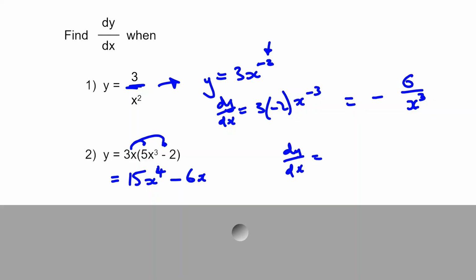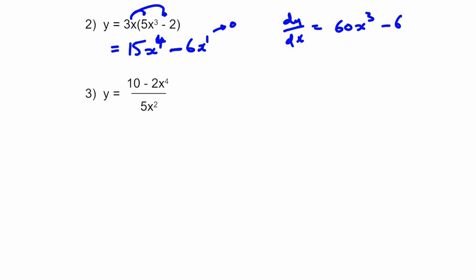We're going to do 15 times 4, which is going to give us 60. We're going to decrease this 4 by 1, so it'll be a power of 3. And here, we're going to do our power, which is 1, times by minus 6, so it's just going to be minus 6. And if we're decreasing it, it'll go to the power of 0. So this is just going to give us our minus 6 here.